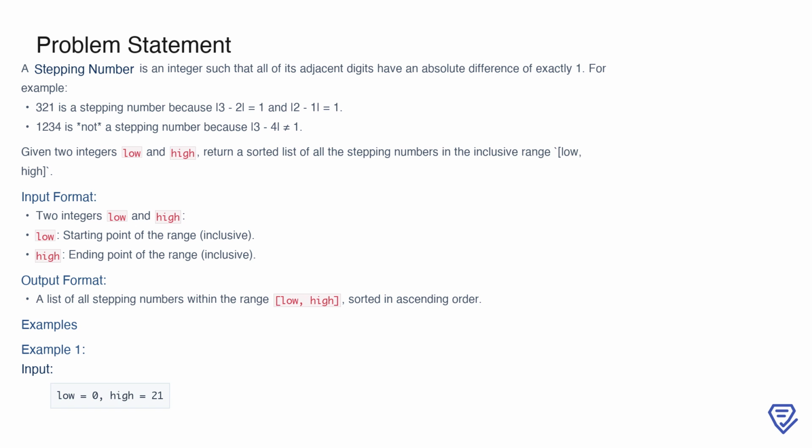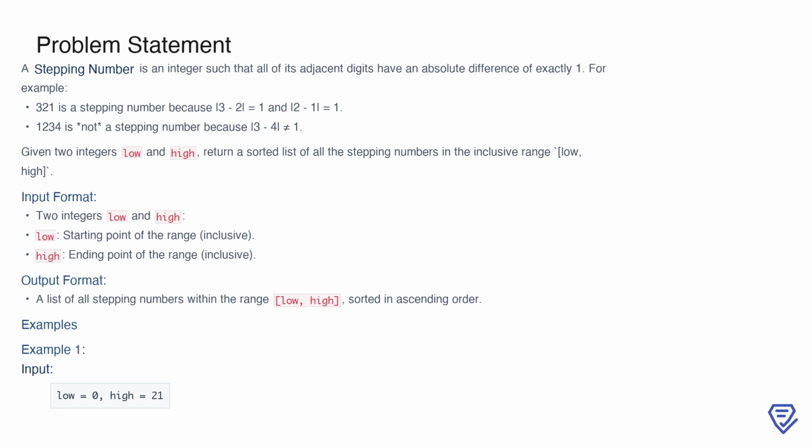A stepping number is a special type of integer where every pair of adjacent digits has an absolute difference of exactly 1. For example, the number 321 is a stepping number because the difference between 3 and 2 is 1, and the difference between 2 and 1 is also 1. In contrast, 1234 is not a stepping number because the difference between 3 and 4 is not 1.